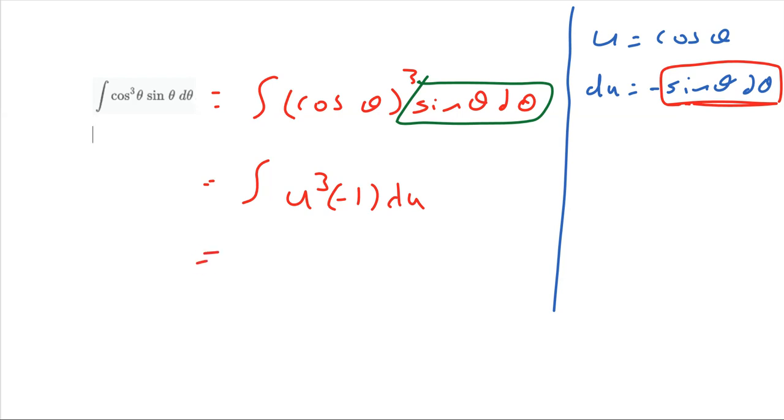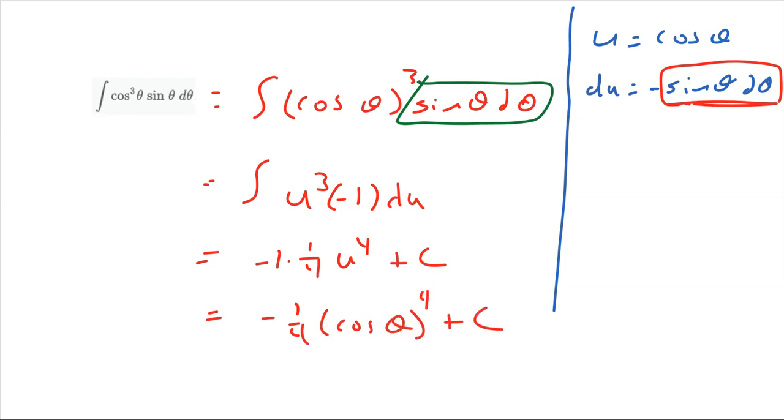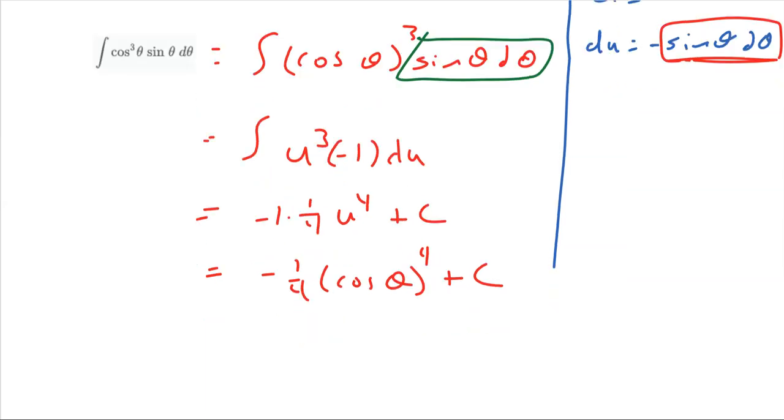So what do we get? Negative 1 times u to the 4th, so we divide by the 4 plus c. So that's negative 1/4 times cosine of theta to the 4th plus c. And there's our antiderivative. So if you screw it up the first time and you pick the wrong thing to be u, just pick something else next time. It's not that big a deal. Okay?